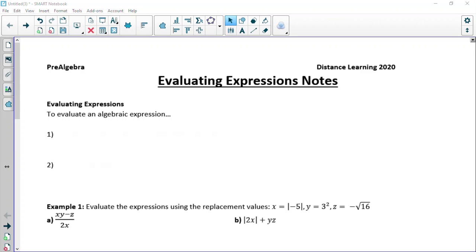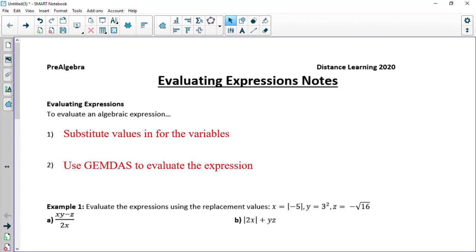So two big steps that we have to follow when we want to evaluate an expression. The first step is just to substitute in your values for the variables. Our second step then is to use GEMDAS to evaluate the expression.